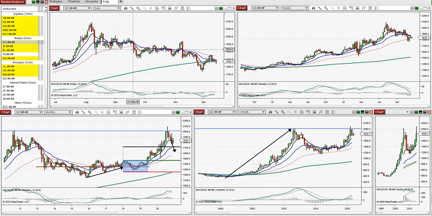Well, now we've got a third step. It's basically a 3-leg pullback, right? 1, 2, and 3. It might even go lower. I'm not sure about that. But basically, where I'm drawing the line now is here. And I have to respect if this base is broken to the upside. Then this means that I want to be long, but it didn't break yet, and we have to be cautious. It looks very similar for silver.